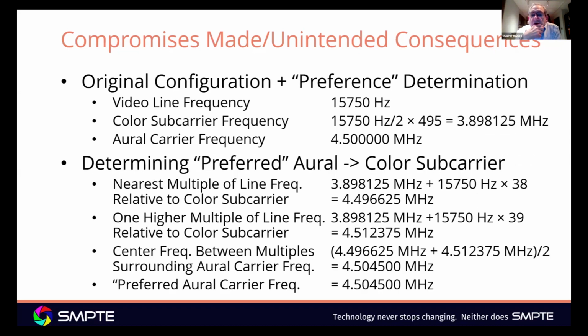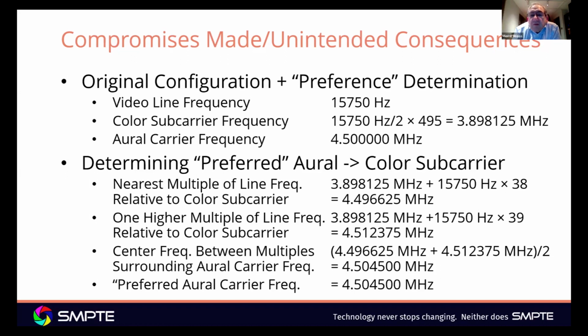So when they started developing a color television system based on the RCA scheme, they started with the 15,750 line rate in order to determine where to place the other components. They kept the aural carrier at 4.5 megahertz, where it had been according to the NTSC 1 and the rules that were developed in the early days.